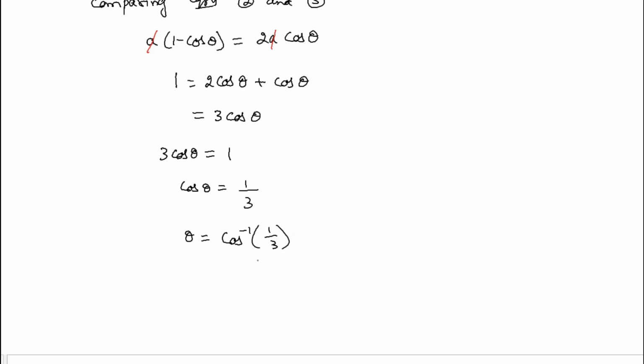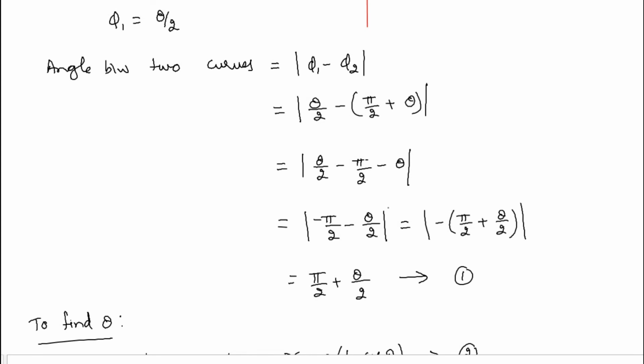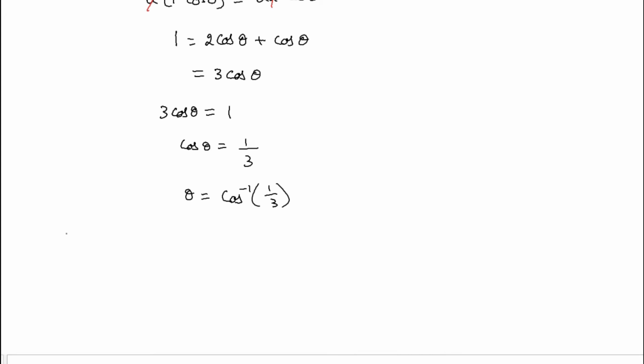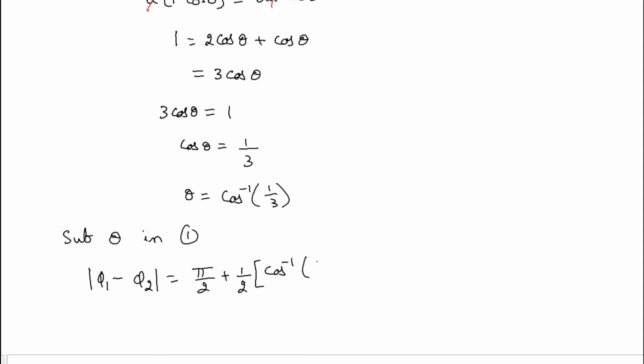You can just plug in this value of theta back in equation number 1. So substitute the value of theta back in equation number 1. We get the angle between the two curves, phi 1 minus phi 2, to be equal to pi by 2 plus theta by 2. So 1 by 2 I'll take outside, 1 by 2 times theta. Here the value of theta is cos inverse of 1 by 3.